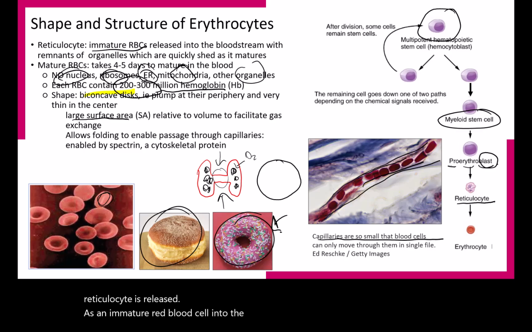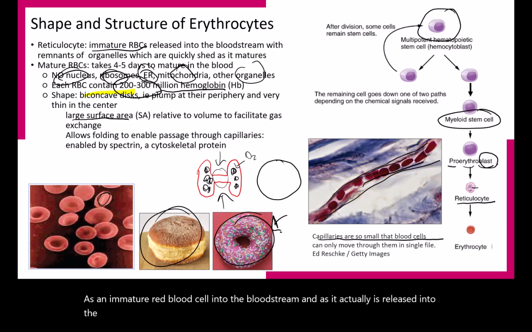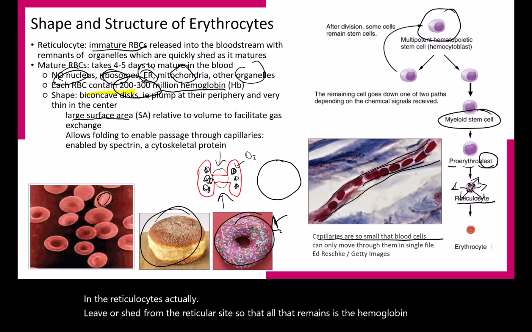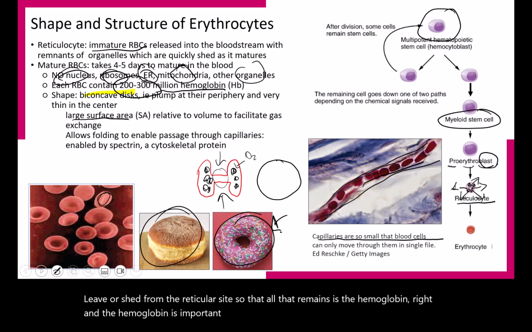And as it is released into the bloodstream, all the organelles in the reticulocyte leave or shed from the reticulocyte, so that all that remains is the hemoglobin, right? And the hemoglobin is important because it helps to transport oxygen.